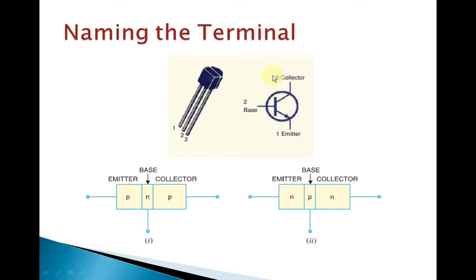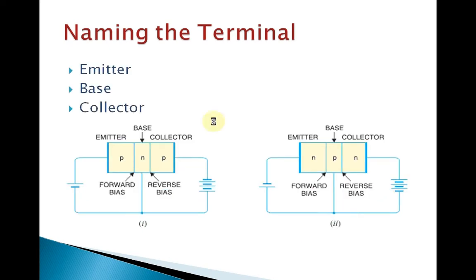Let's see from the figure. Considering the PNP transistor, the sandwiched material in the middle is called the base, the left side is the emitter, and the right side is the collector. Similarly, for NPN, the middle is P, so it is considered the base, the left side is the emitter, and the right side is the collector. So from this slide we know that a transistor has three terminals: emitter, base, and collector. What is here? This is the PNP transistor. This side is emitter, base, and collector.